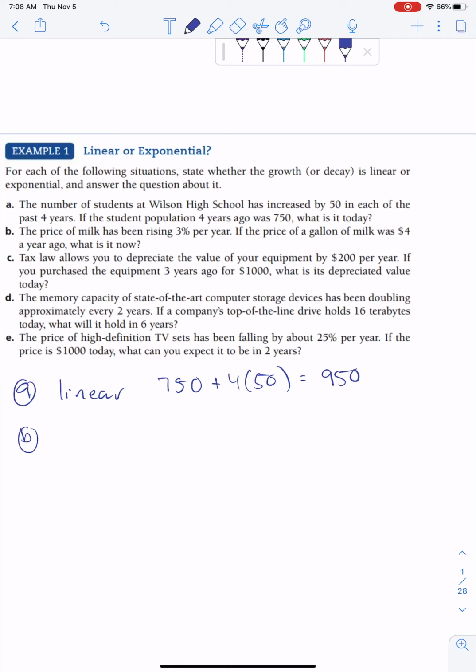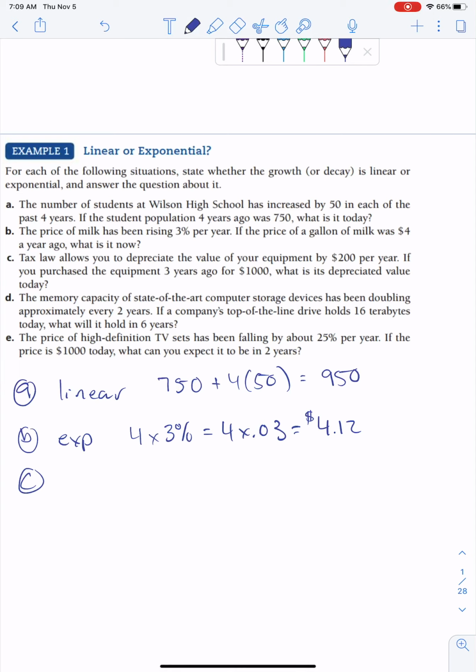Okay? The price of milk has been rising 3% every year. If the price of a gallon of milk was $4 a year ago, what is it now? So since we're rising by a percent, this is exponential growth. And we were at $4, but we're rising by 3%. So 4 times 3% is 4 times 0.03, which is $4.12. So the price of milk went up 12 cents. Now, next year, it's not going to go up 12 cents again because it's going to go up 3% of $4.12. So it's actually going to go up 13 cents or so? So it's going to go up by more every year.